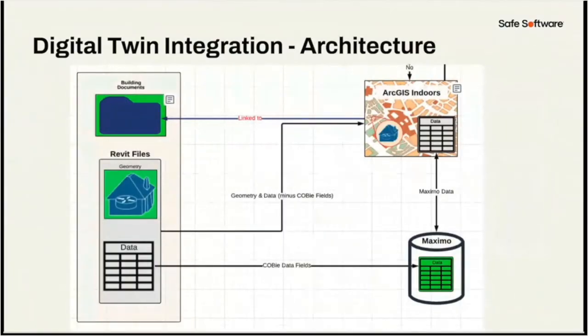So in a nutshell, this is what it looked like conceptually. We had folders with documents in Google Drive, and geometries that we're going to push into ArcGIS Indoors, and the COBie data, we're going to bring them into Maximo and somehow enable bilateral communication between those systems. In reality, this is what happened.